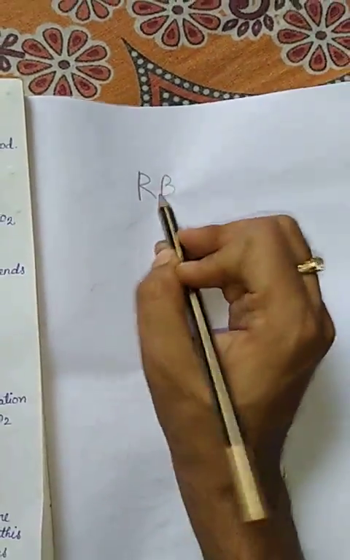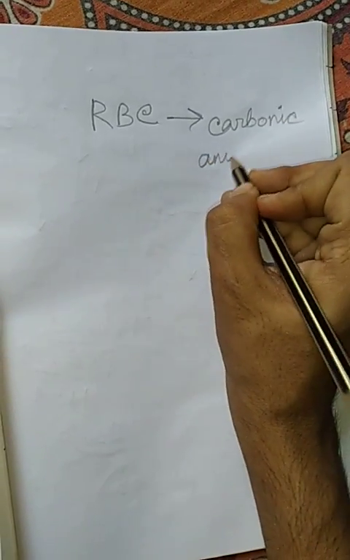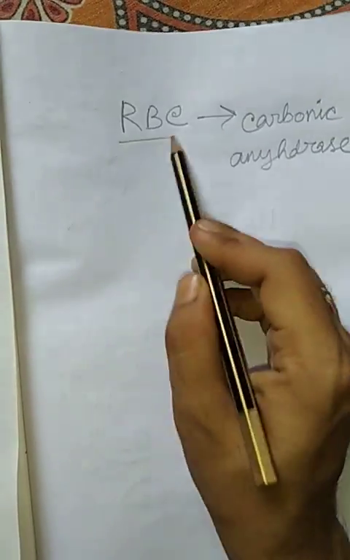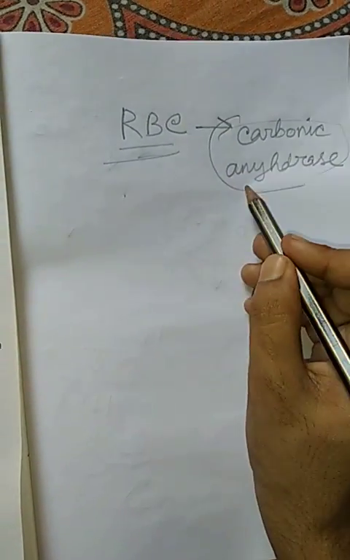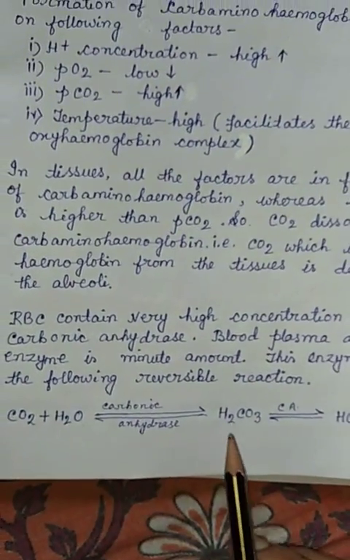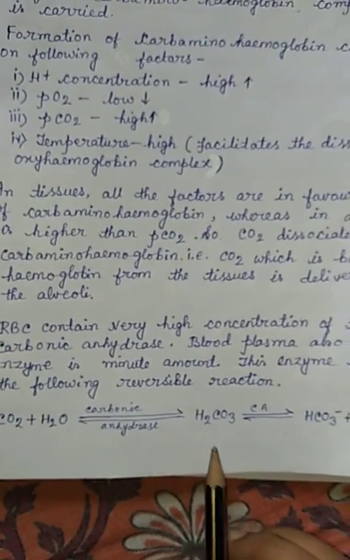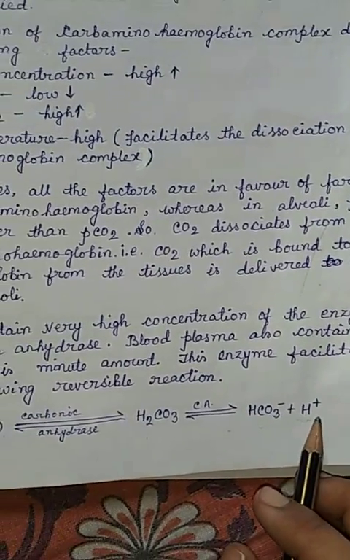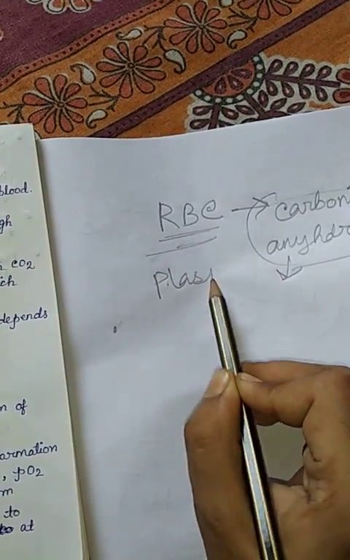Now again, in the RBC there is an enzyme present known as carbonic anhydrase. In RBC this enzyme is present. Not only in RBC, in blood plasma also a minute amount of this enzyme is present. Now what is the function of this enzyme? It facilitates the following reaction: carbon dioxide plus water equals H2CO3, which forms HCO3 negative and H positive. It forms carbonic acid, which again dissociates into HCO3 negative ion and H positive. So this is the function of the carbonic anhydrase enzyme, which is present in highest amount in RBC and blood plasma.